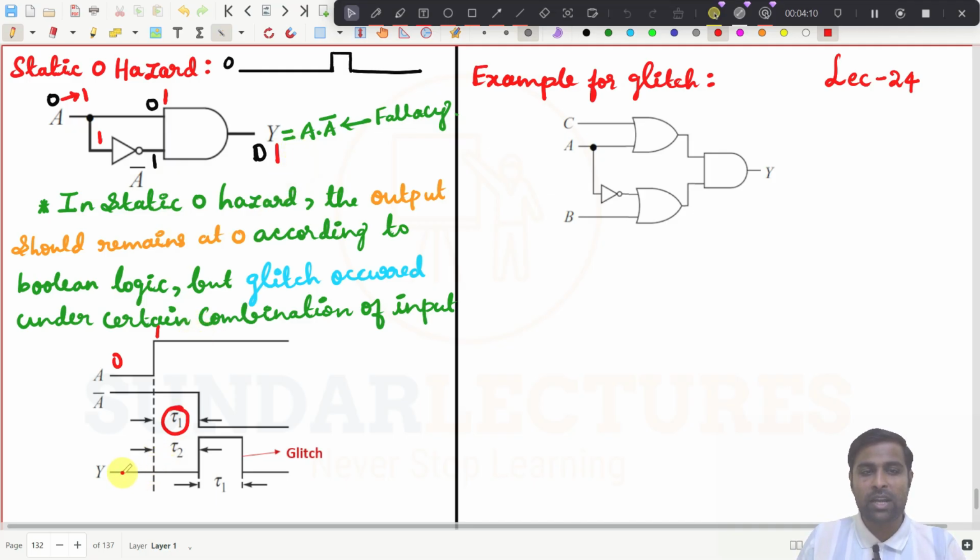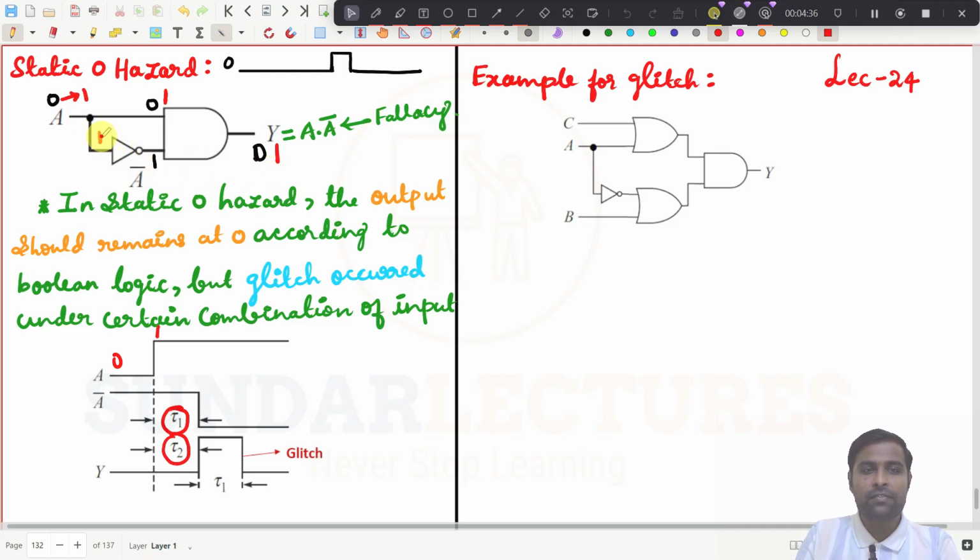So for example, what happens here? You see, the output goes to 1. And what is this tau 2? You may take this tau 2 to be the propagation delay of this particular AND gate, and you can consider it or not, but the result will be that the output goes to 1 for a particular moment, for this propagation delay time.